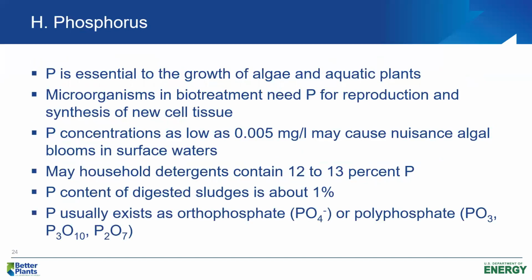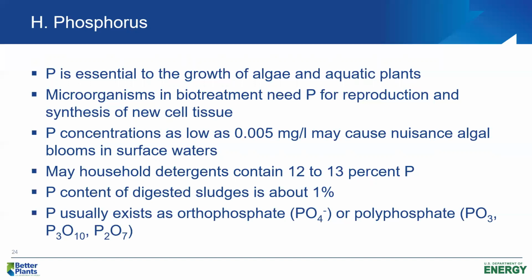Phosphorus, again, is another important nutrient. As I said earlier, the bacterial cell is about 10 to 12% nitrogen by weight. The phosphorus content of the typical bacterial cell is about 2%. And so again, phosphorus is an essential nutrient for bacteria. It's an essential nutrient for us.